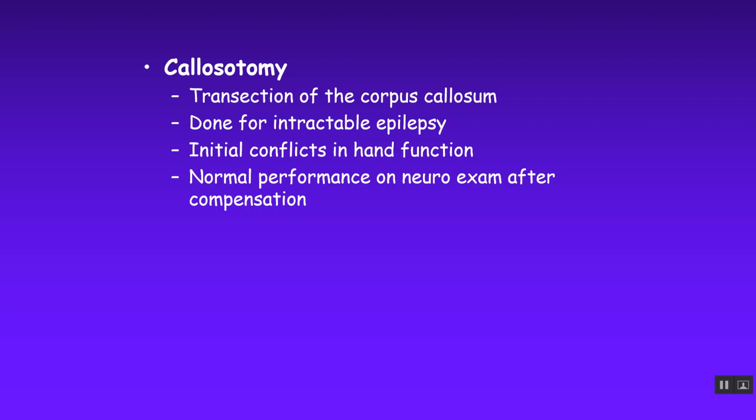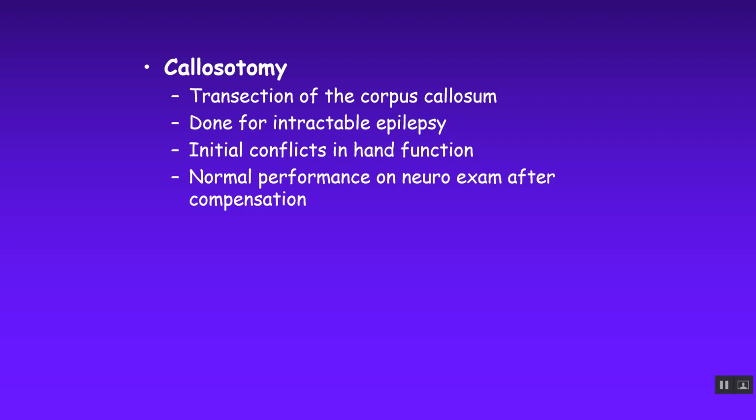What's very interesting is that initially there are some conflicts with hand function, because you use your corpus callosum to help coordinate between your hands for bimanual tasks and so forth. But if it's done in a young child, very quickly your brain adapts and is able to overcome most of that. It'd be really hard to pick up in somebody. Basically they have a normal performance on a neuro exam after compensation following the corpus callosotomy. So that's amazing. You can cut a structure that big, and a person could be walking around, and you would have no idea that you've cut their entire corpus callosum.